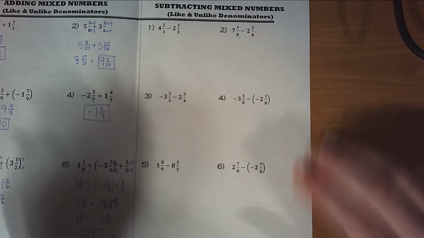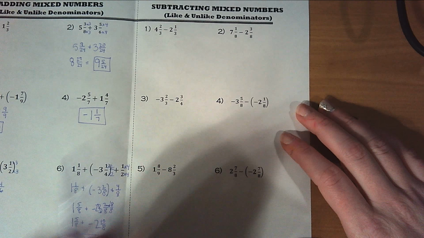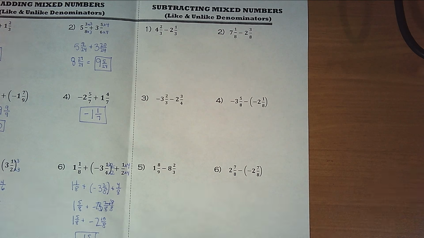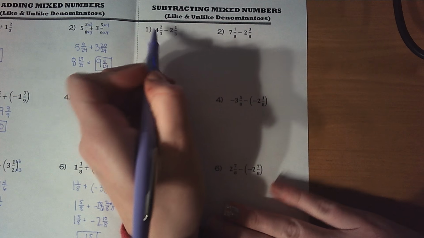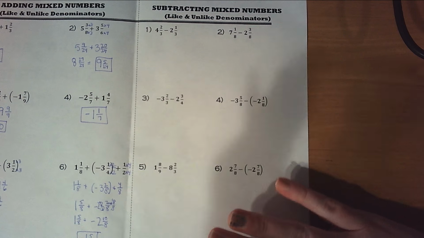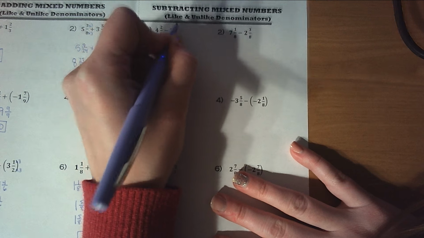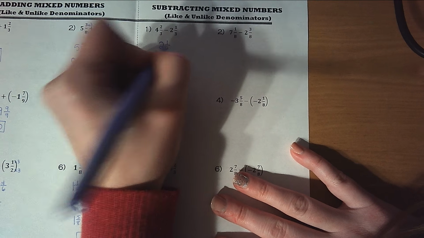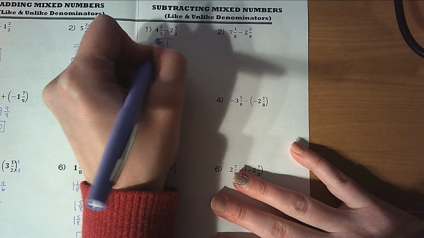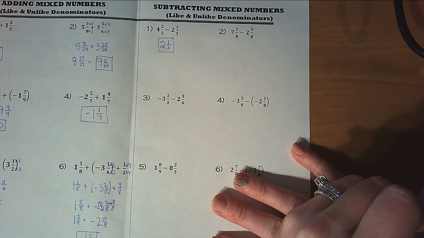Now that we've done adding mixed numbers, we're going to move on to subtracting mixed numbers. So we're going to do a couple here together. Again, just like adding, we're going to subtract our whole numbers first, and then I'm going to subtract my fraction second. So 4 minus 2 is 2, and 2/3 minus 1/3 is 1/3. So 4 2/3 minus 2 1/3 is equal to 2 1/3.